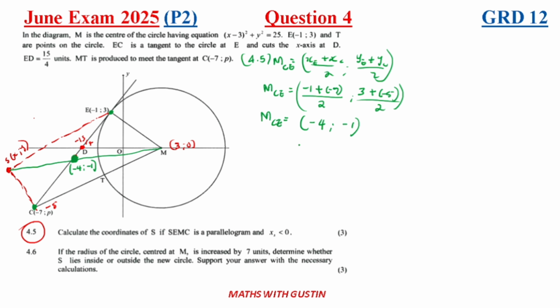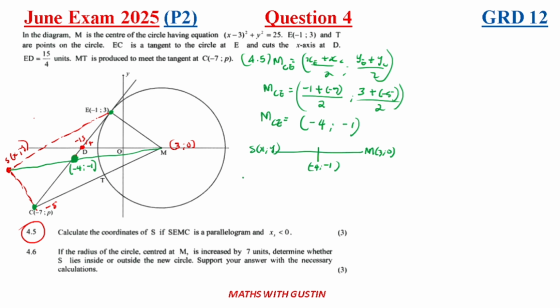So now we can continue and say, okay, now we have got this line, we've got coordinates of S that we don't know. We have got a midpoint here of -4, -1, and then we have got a point here, point M, which is at 3, 0. Okay, so now we can work backwards, use the midpoint backwards.